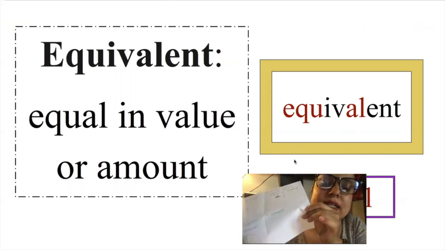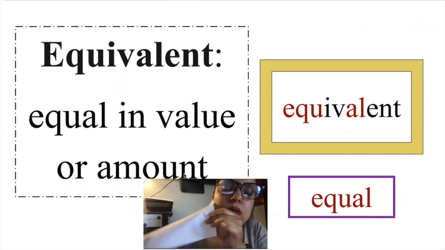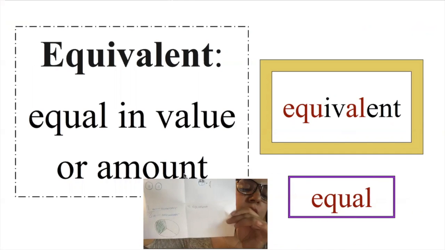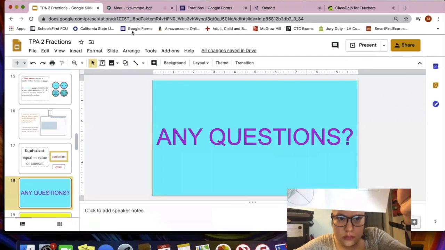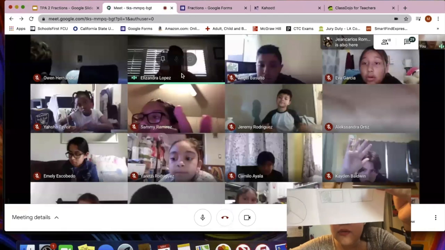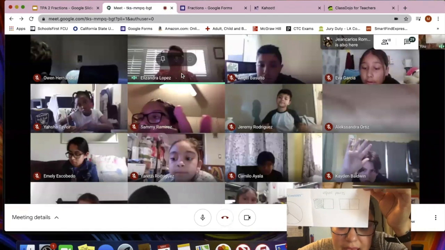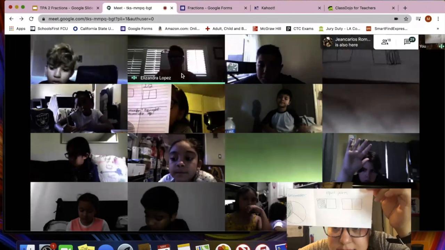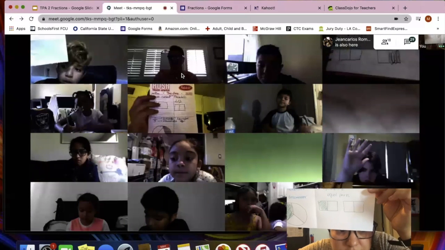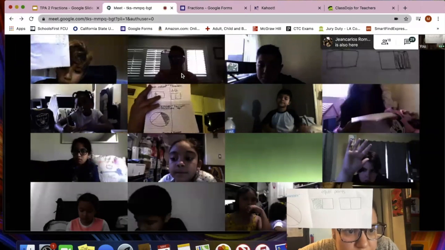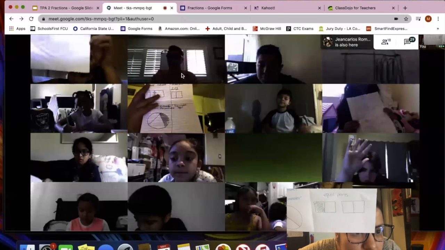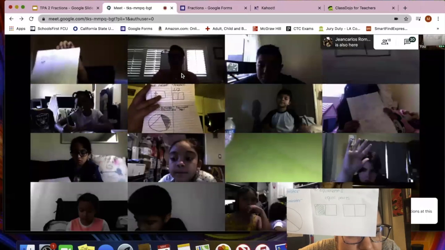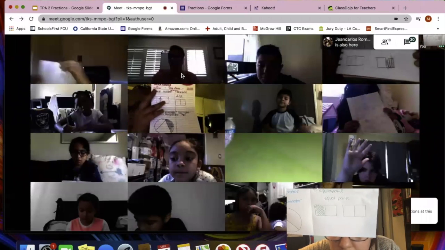Equivalent, and then write down the definition right under it. Okay, I'm gonna check in with you. If you can put your paper against the camera so I can see how we're doing so far. Nice, Emily. That looks good. Owen, can I see, put it more in the center, my friend? Awesome. Look at you. Alrighty, perfect.